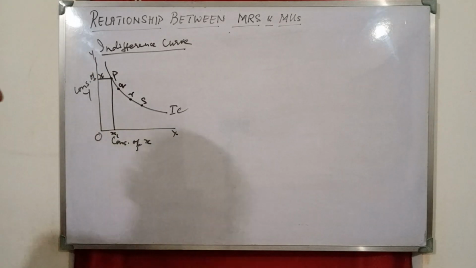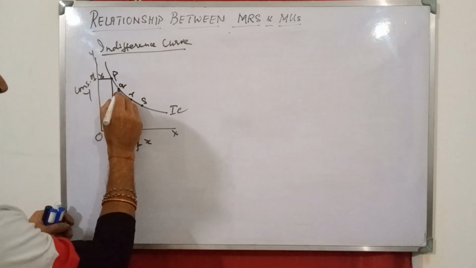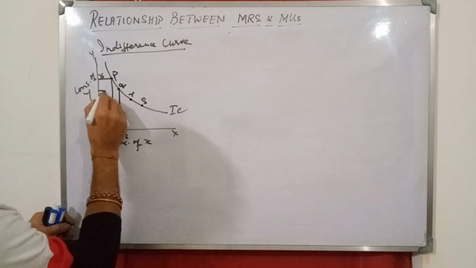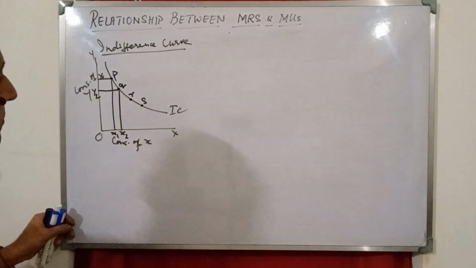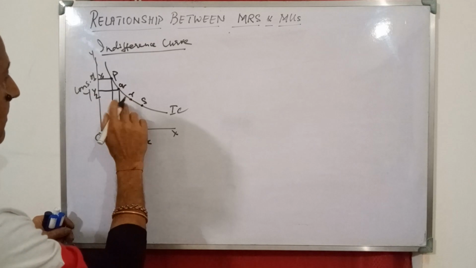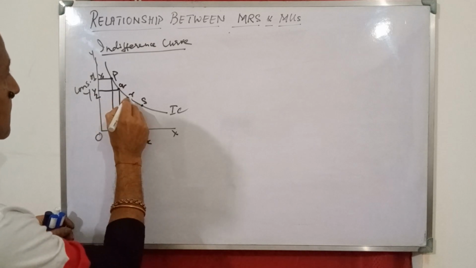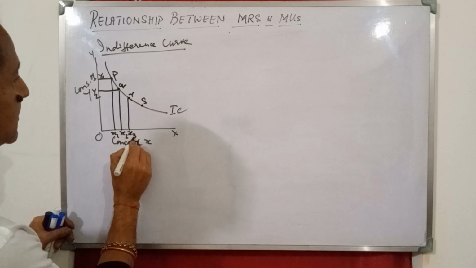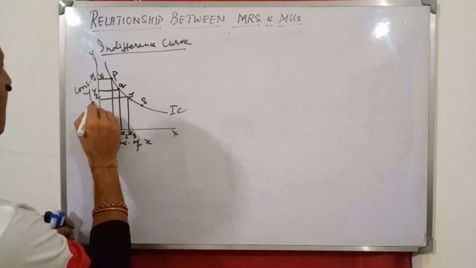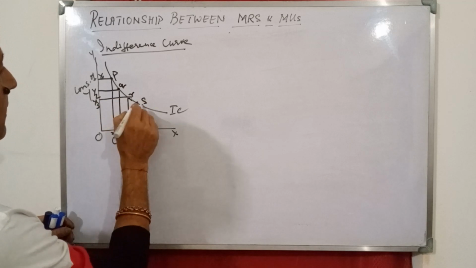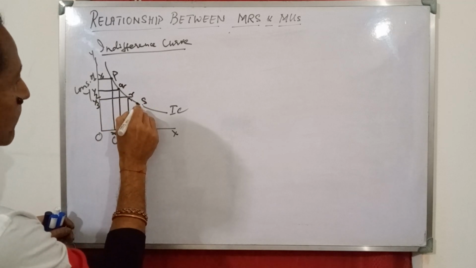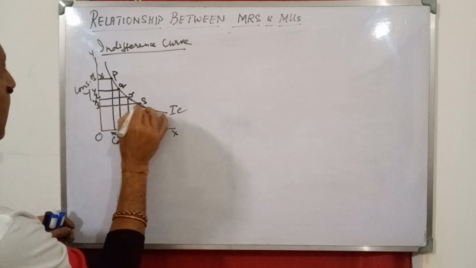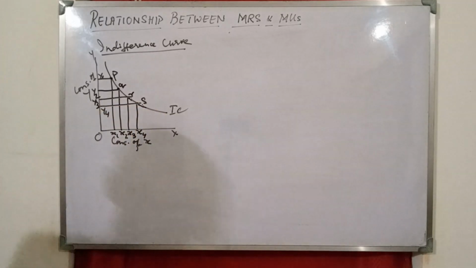As the consumer moves down the indifference curve from point P to point Q, he or she consumes X2 units of X and Y2 units of Y. As the consumer further moves down the indifference curve from Q to R, the consumer is consuming X3 units of X and Y3 units of Y. As the consumer further moves down from point R to point S, he is consuming X4 units of X and Y4 units of Y.